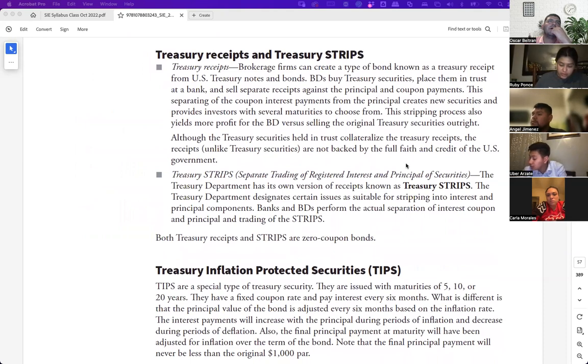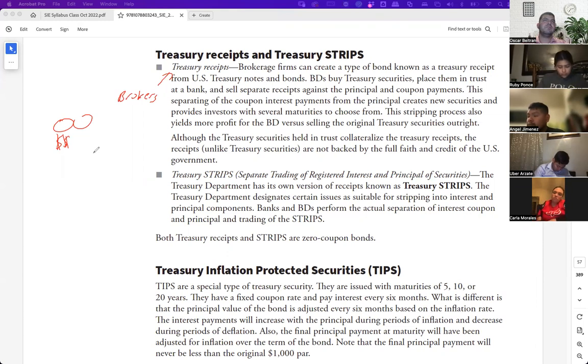Now, right here, we have treasury receipts and treasury strips. So treasury receipts: brokerage firms can create a type of bond known as a treasury receipt. These are going to be created by brokers. They're literally going to break the bond into pieces. That's going to allow them to get more money out of it. Because they do that, it pretty much doesn't really have a warranty.